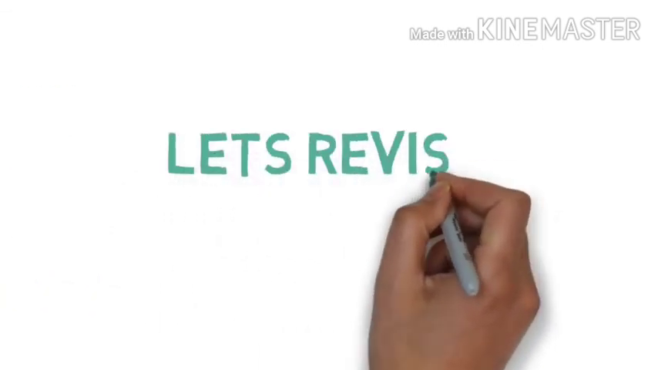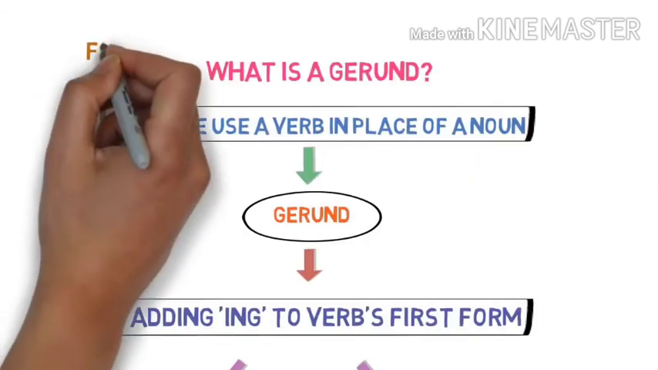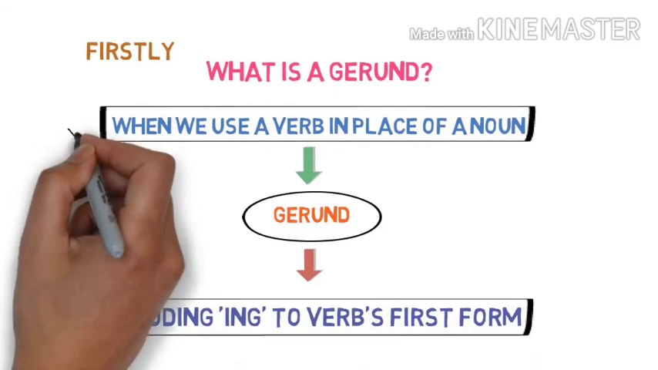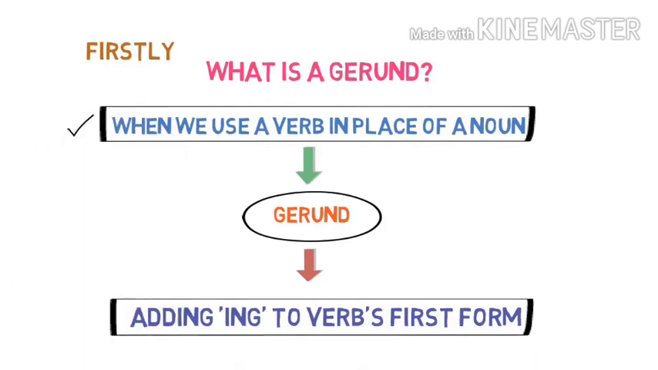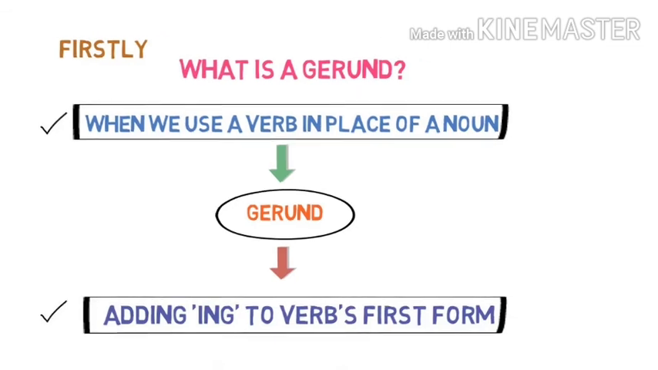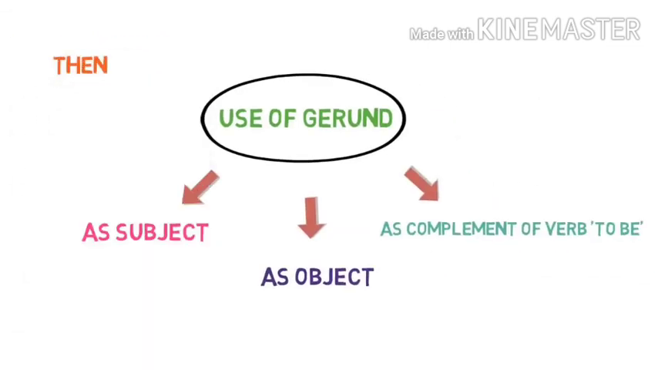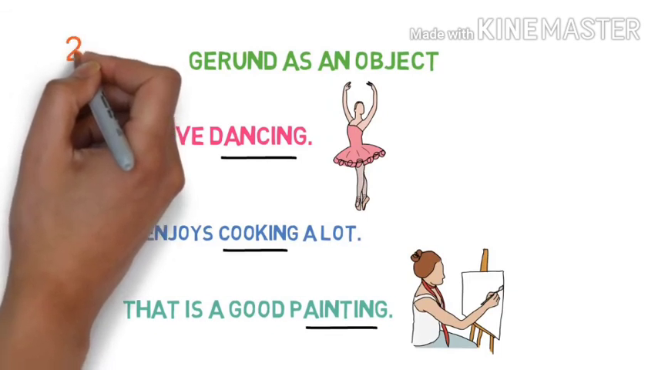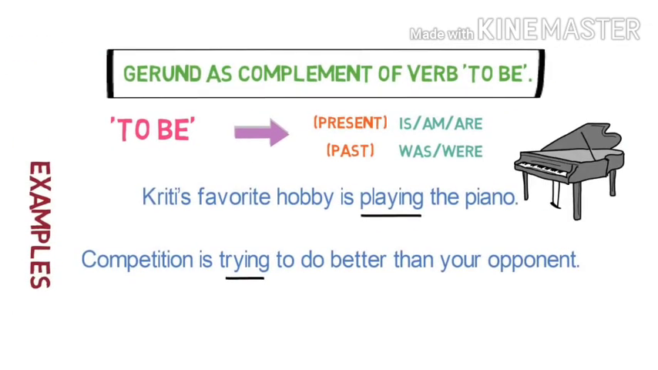That's all about gerund in this video. Let's quickly revise what we have learned in this lesson. Firstly, we discussed what exactly a gerund is. It is a verb which acts as a noun in the sentence and it is created by adding ing to the verb's first form. Then, we discussed 3 different ways in which a gerund can be used. First, it can act as a subject in the sentence. Second, it can act as an object in the sentence. And the third way is to use it as a complement of the to be verb.